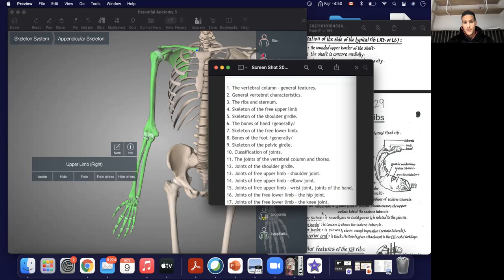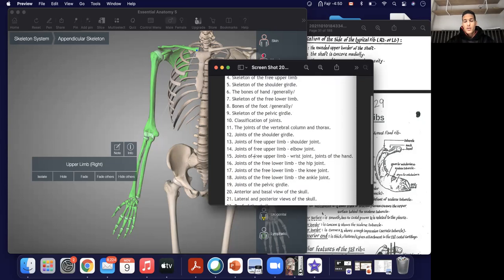That's just generally. The skeleton of the pelvic girdle. I thought this would be easy to just put everything in one video, but this is a lot. So I don't know if I'll just stop when I'm tired, and then maybe start another video where I stop.